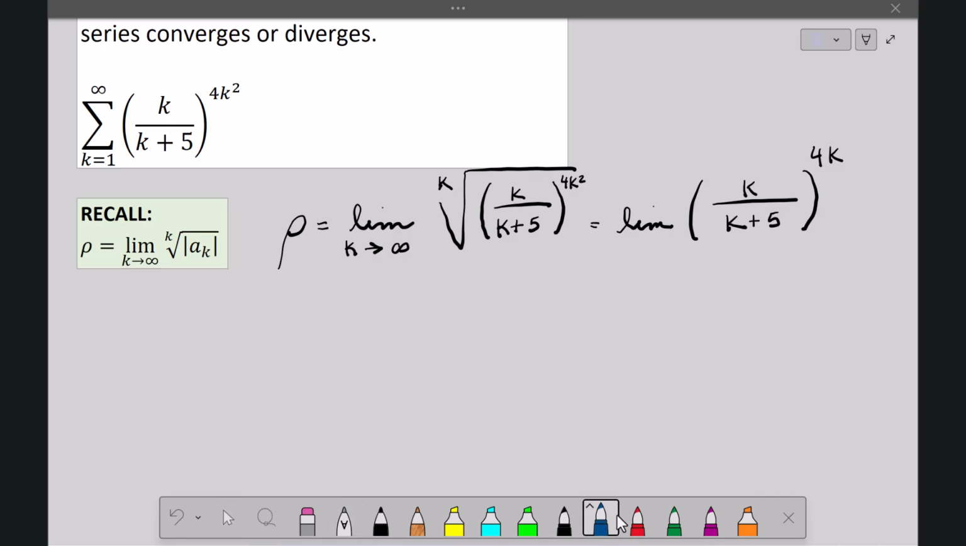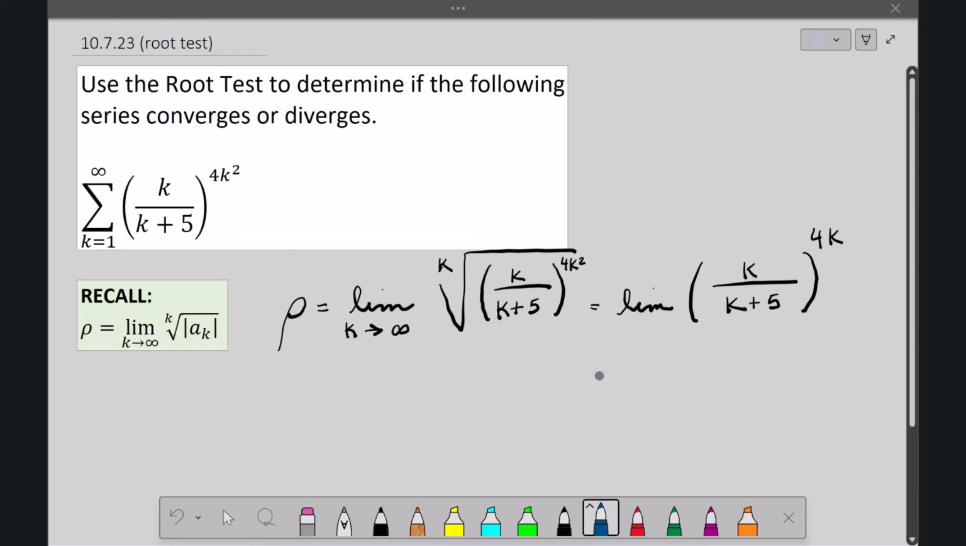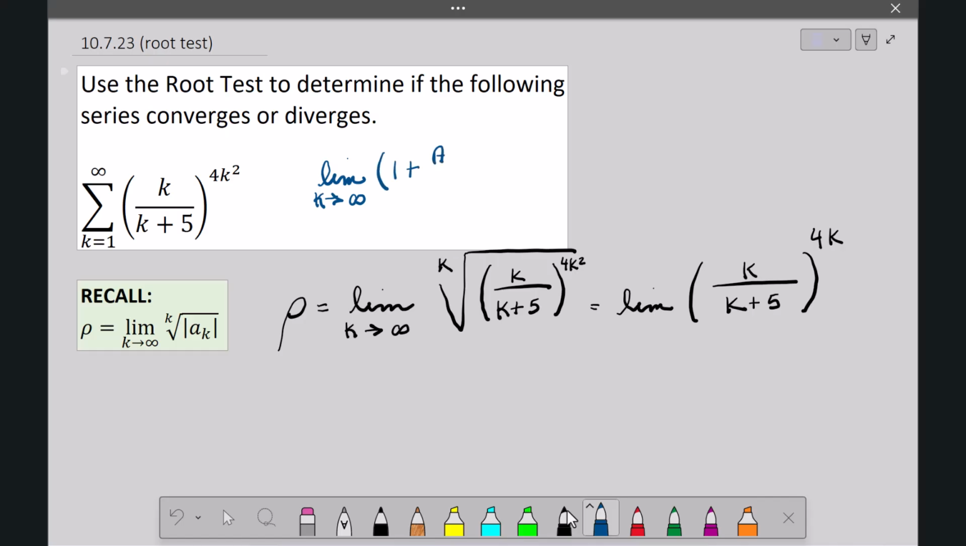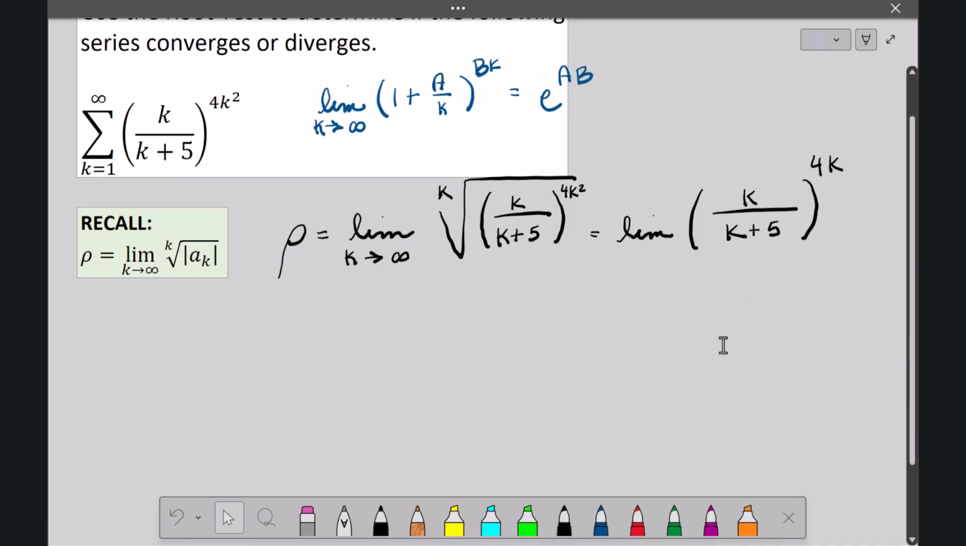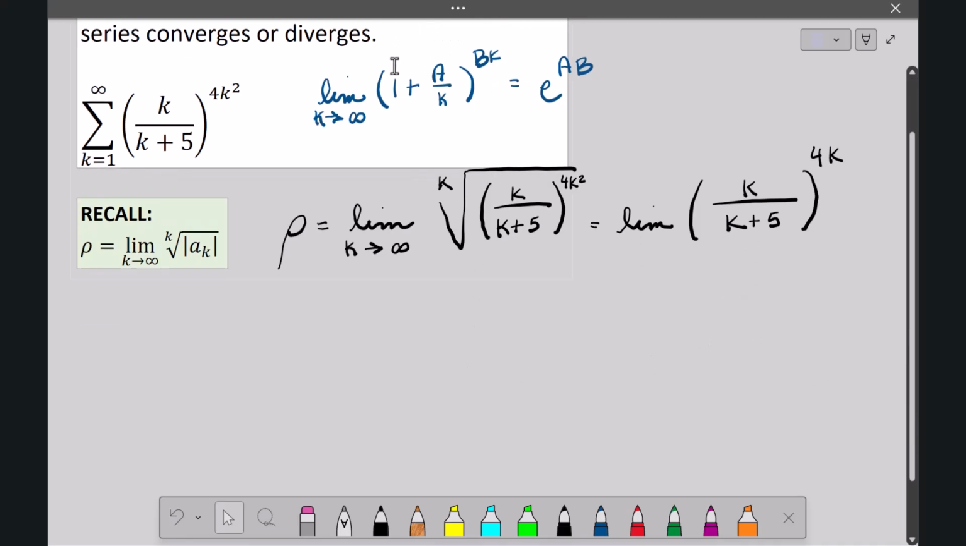Now we're going to do this in a different way in the sense that we have already established the following limit. We know that the limit as k goes to infinity of 1 plus capital A over k to the bk power, we've already shown using the log limit process that this becomes e to the ab. And so what we're going to try to do is rewrite our expression here to fit this form.